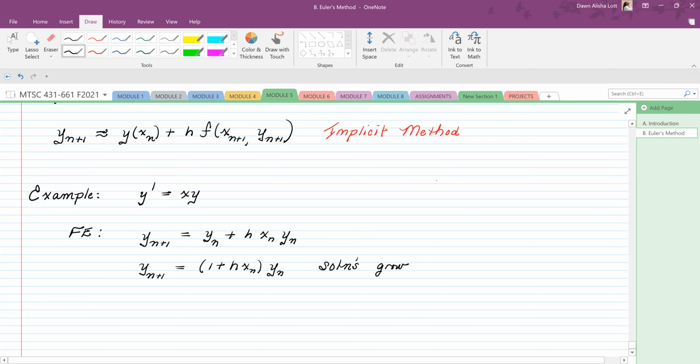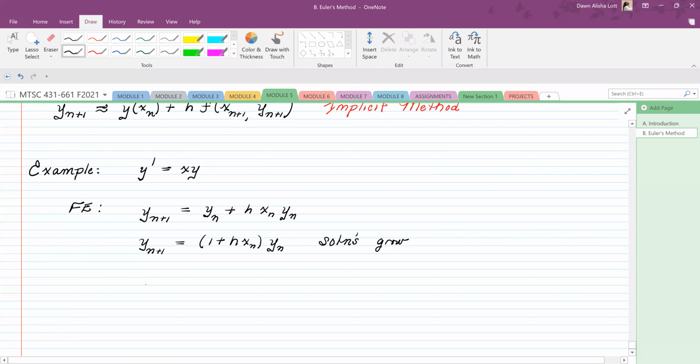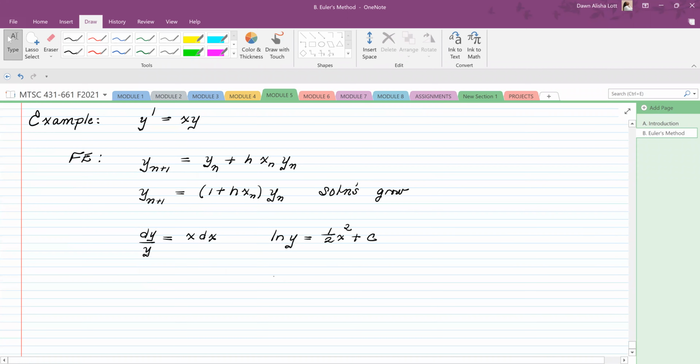All right. But what is the solution? Well, if I had dy over y is equal to x dx, then I get that the log of y is 1/2 x squared plus a constant. So I get y turns out to be a e to the 1/2 x squared. So that's the solution. So I expect them to grow.